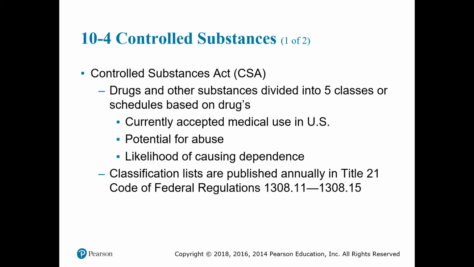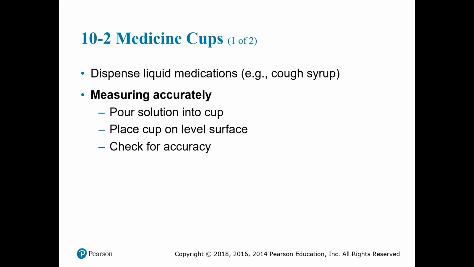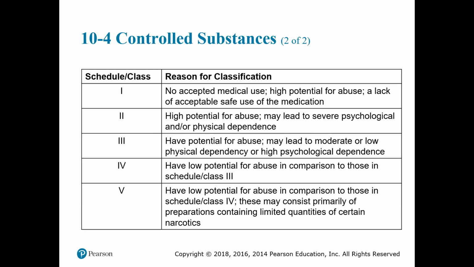Okay, so we did see on this particular substance that it was a controlled substance. It did have a label. So controlled substances are divided into 5 classes or schedules based on the drug's currently accepted medical use in the United States. Also, its potential for abuse and its likelihood of causing dependence. And these are the 5 levels or 5 classes.